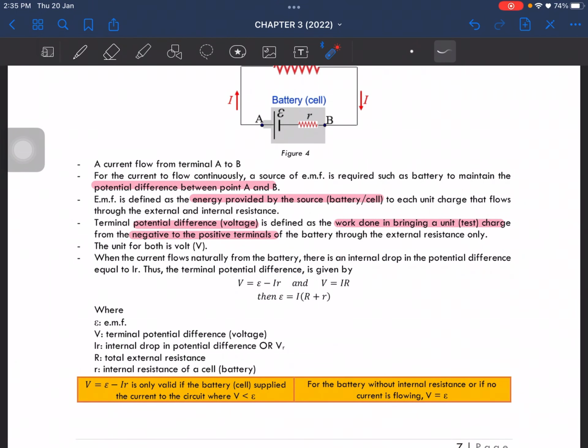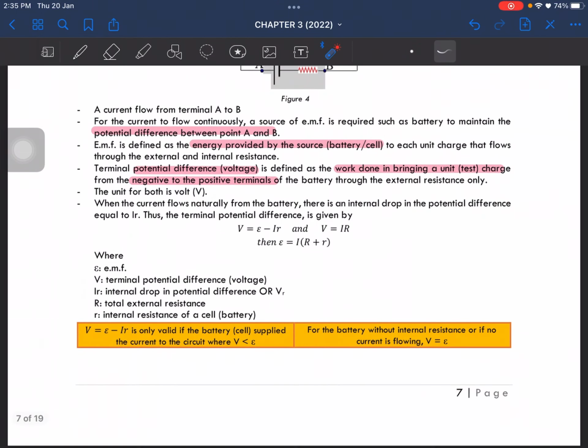Okay, so the terminal potential difference can then be equal to the one shown here. Okay, so it will not be equal because there is an internal resistance in the battery. Okay, so the EMF can then be calculated using this formula here. So Ir here is the internal drop in potential difference, also known as V_r, small r.